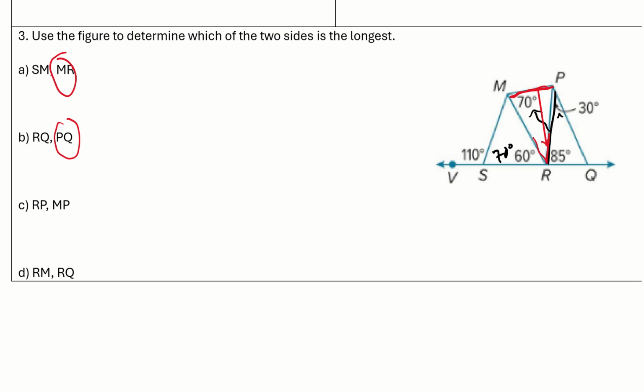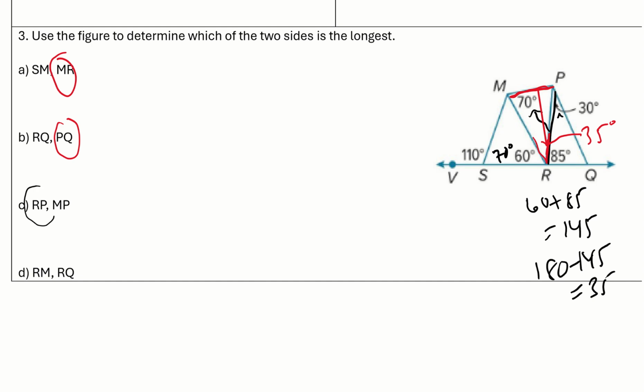Remember that these form a linear pair, the 60, the red angle, and the 85. So we can add this up. 60 plus 85 is 145. Subtract that from 180 and you get 35 degrees. So that angle is 35. And if that's 35, well, that's smaller than 70, so the black dominates. So that means PR. All right, so that's how we do that one.